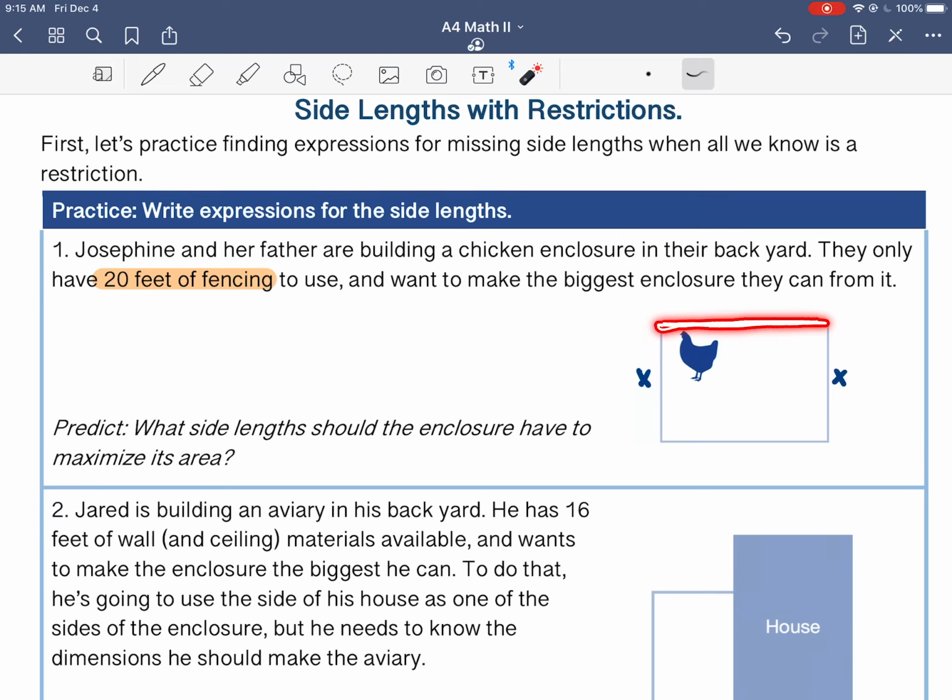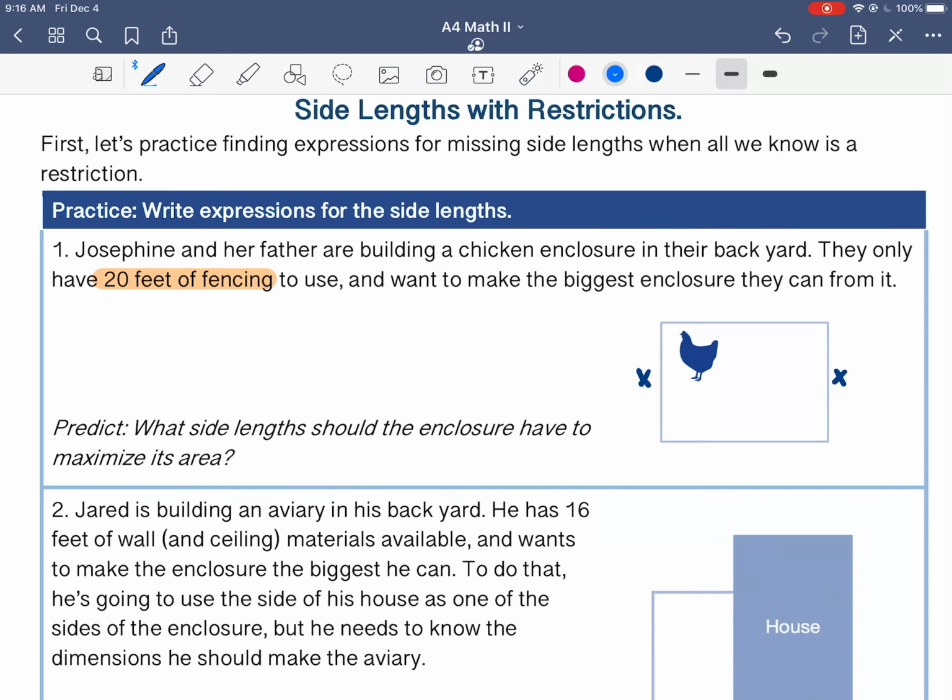Anyway, we are trying to find an expression for this side length here. And it has to use x, because we can't have more than one unknown in our problem. So really all we have is that this side is x, these two sides are x, and that the maximum amount of fencing we can use is 20 feet. So what we can do is, like I said, there's a lot of different ways to think about this. I'll show you what I do in my brain here.